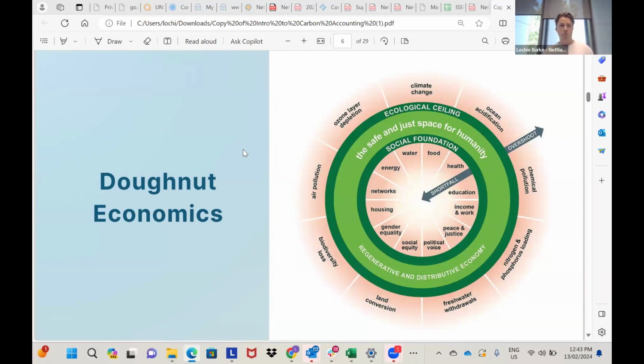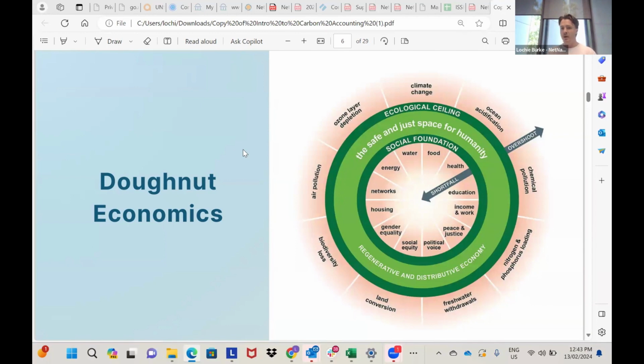What is most commonly referenced to in this thought is donut economics, which, as you see here, we want to be operating in this happy, green, ideal, soft, donutty space of this green area.